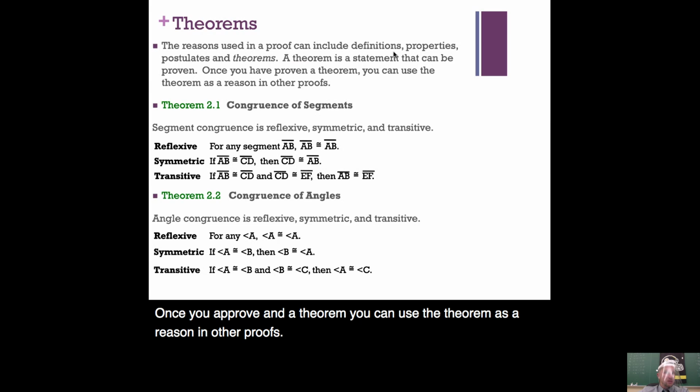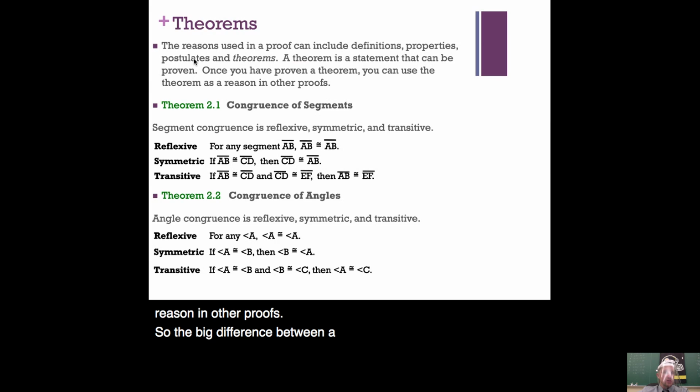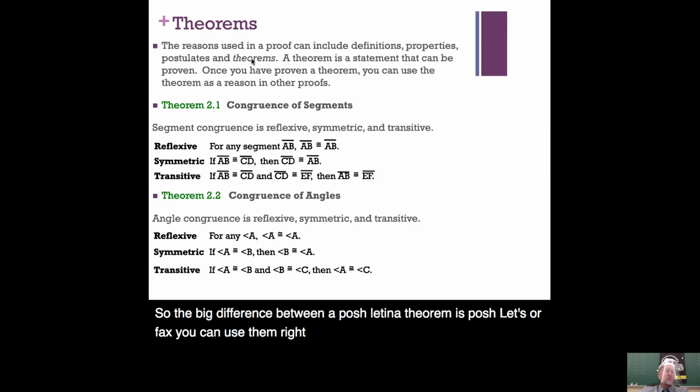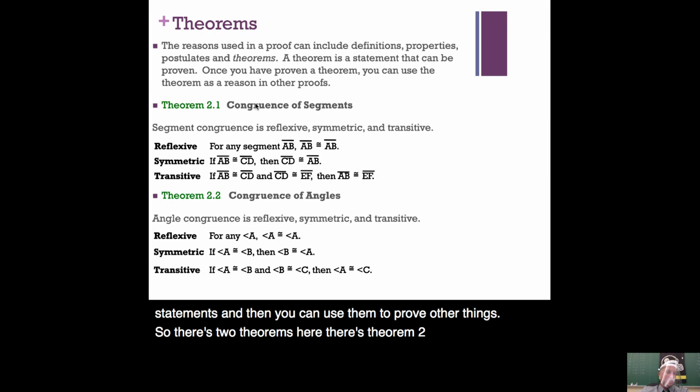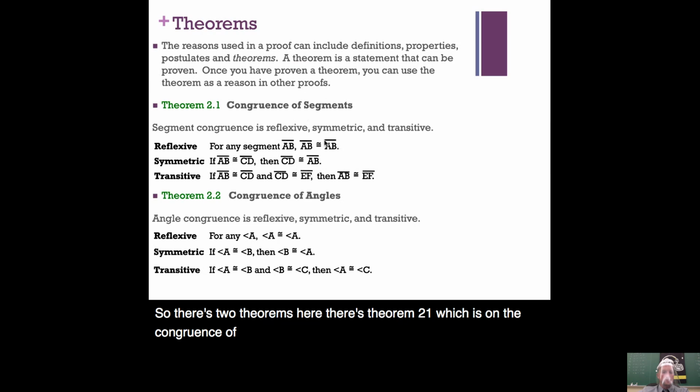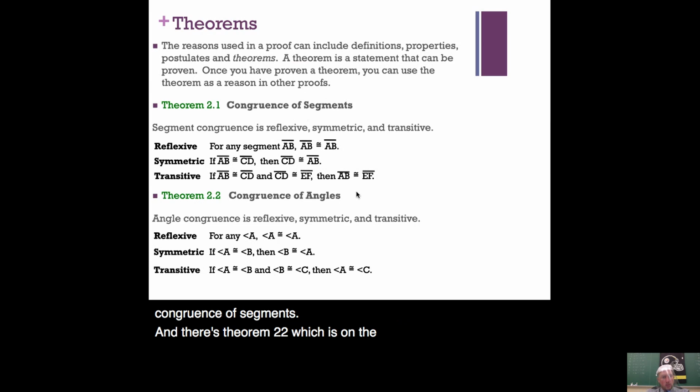So the big difference between a postulate and a theorem is that postulates are facts. You can use them right now. Theorems, you need to prove these statements, and then you can use them to prove other things. So there are two theorems here. There's theorem 2.1, which is on the congruence of segments, and theorem 2.2, which is on the congruence of angles. They basically say the same thing.